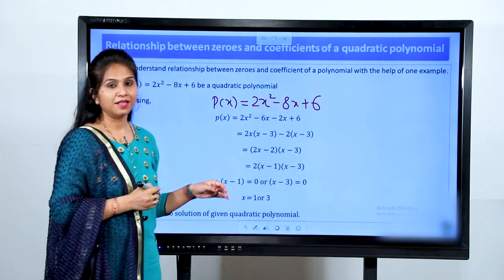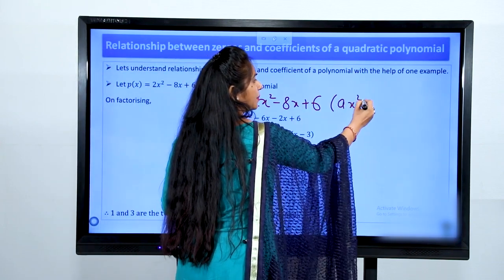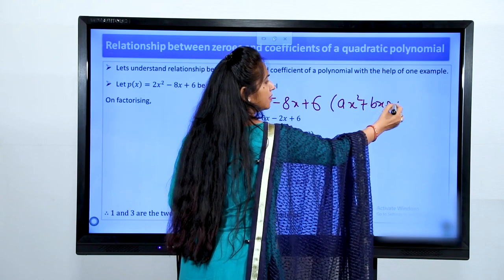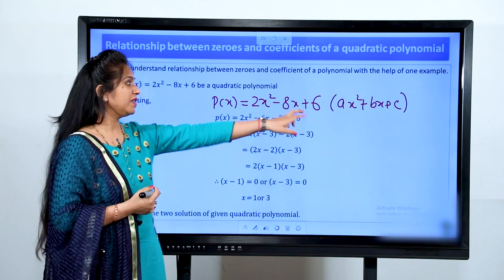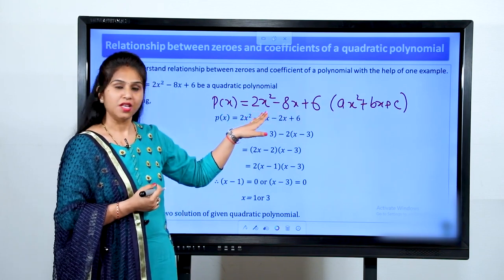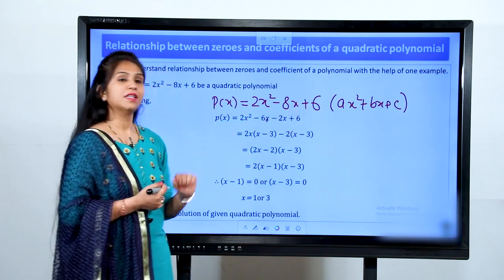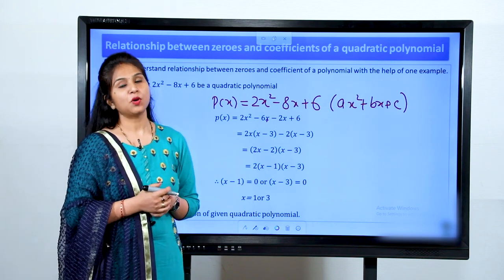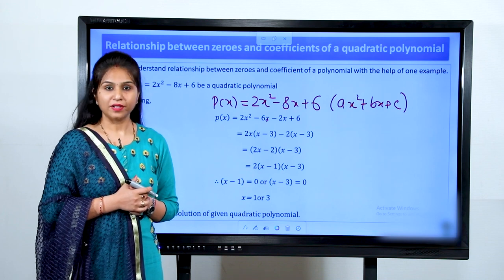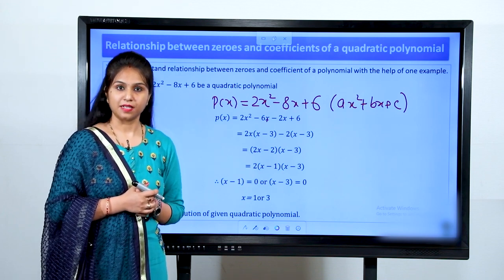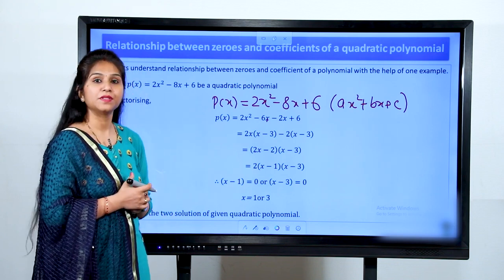Children, we know that the general form of the polynomial is ax² + bx + c. When you compare the given example with the general form, you will see the value of a is 2, the value of b is -8, and the value of c is 6. So let us factorize this polynomial by using the method of splitting. Children, we already learned this method in class 8 and class 9, how to factorize a quadratic polynomial by using this method.